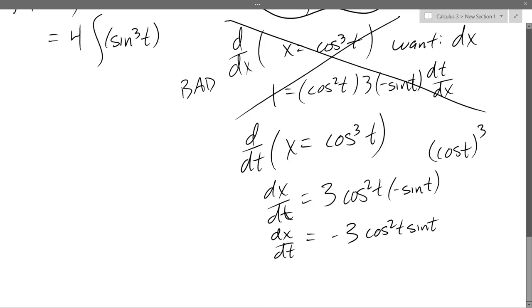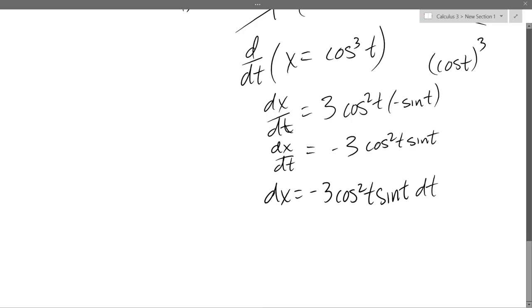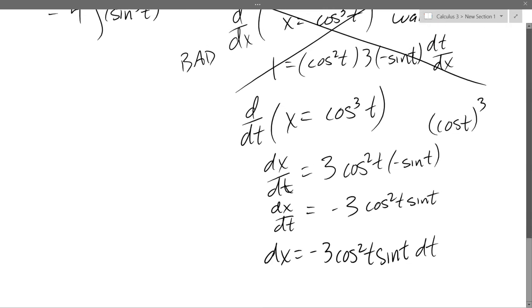So calculus questions. There's really a calculus one problem that we've done so far. All right, so I want dx. I want to know what is dx. So what do I have to do to solve for dx? I see dx/dt, it's on the left. Bring the dt over. Just multiply by dt. So dx equals negative 3 cos squared t sine t dt.